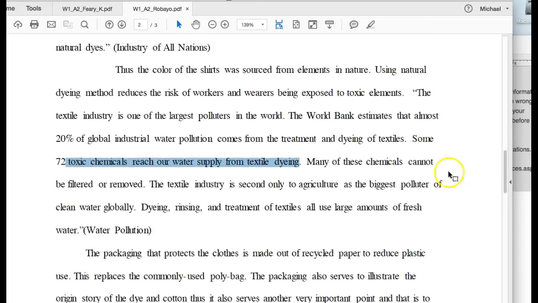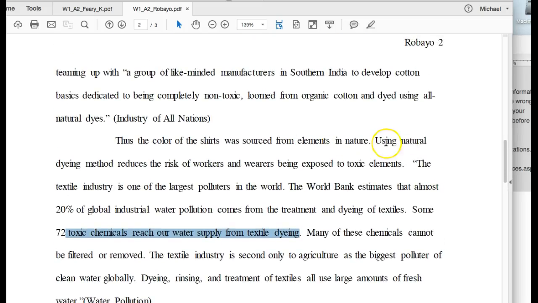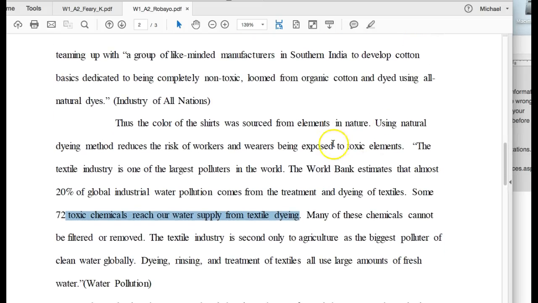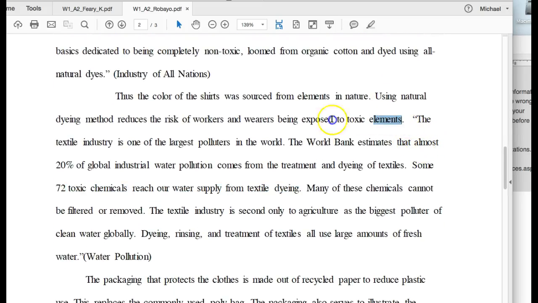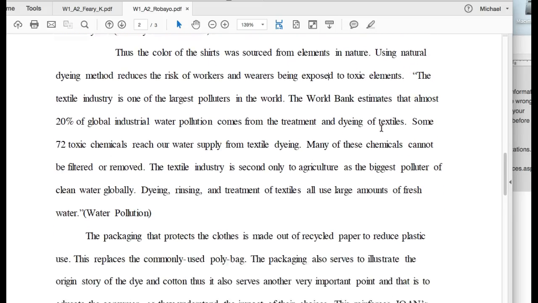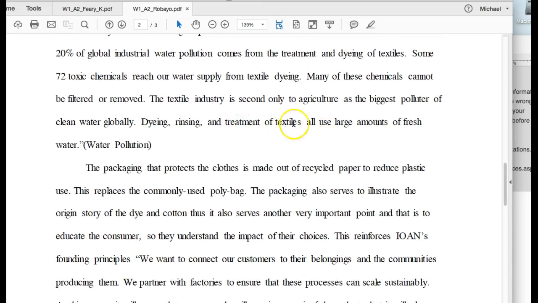Now, in your presentation, though, you would say stuff like this. This is good, natural. You would have to name these, like what are they made of? Your natural dyes, what are they made of? You would have to give us a little carbon footprint of each one of those. Conversely, let me see, dyeing, rinsing, treatment of textiles.